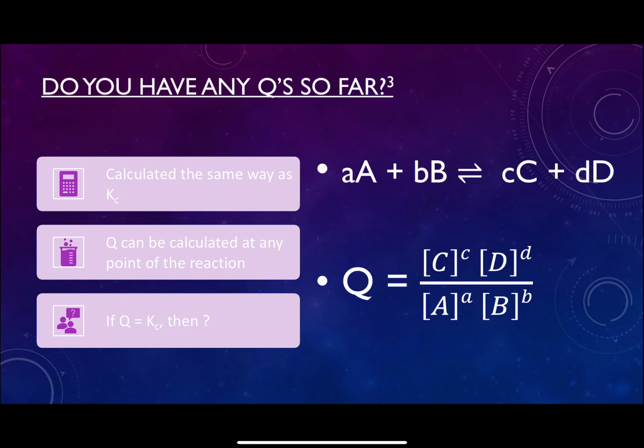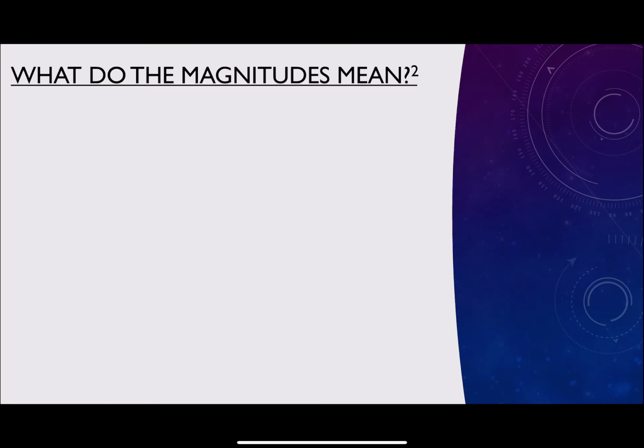Now, another player in this equilibrium game is the equilibrium quotient, represented by the variable Q. Q is calculated the same way as Kc, so when given this equation, this is how Q will be calculated. It can be used to determine the direction that a reaction is going to shift, like a little chemistry fortune teller. And now, knowing what we do about Kc and Q, what if they're equivalent? Then what? Very good answer. It's going to be equilibrium.